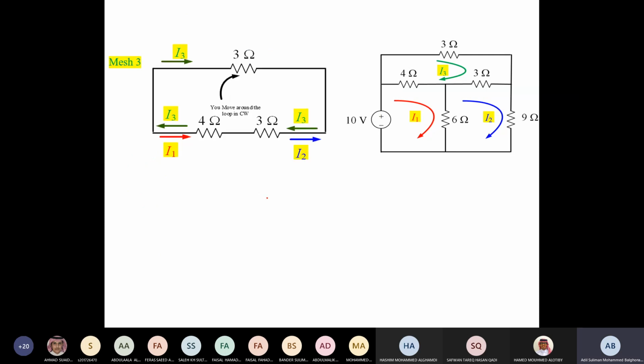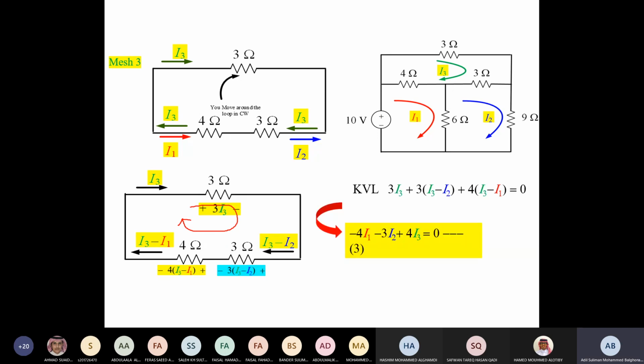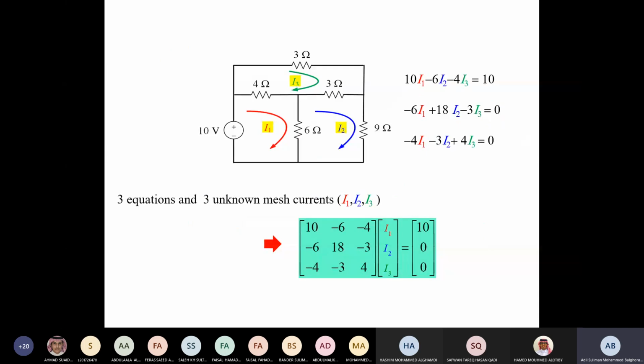I do the same thing with the third mesh, exactly the same procedure, and I get the current through each element. Remember, now we are going in this direction like this. Okay, and then I write a voltage drop on them and write KVL and simplify. At the end, I will have 3 equations, 3 unknowns. I can put them in a matrix form and solve.